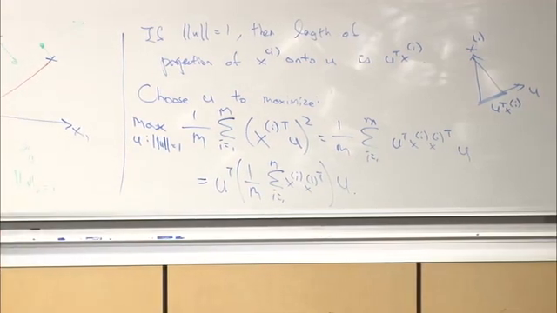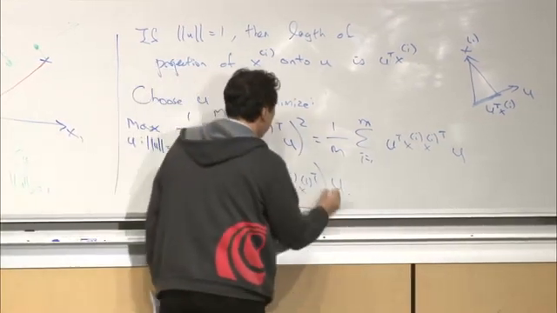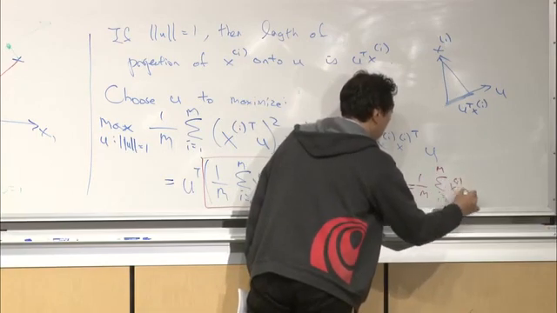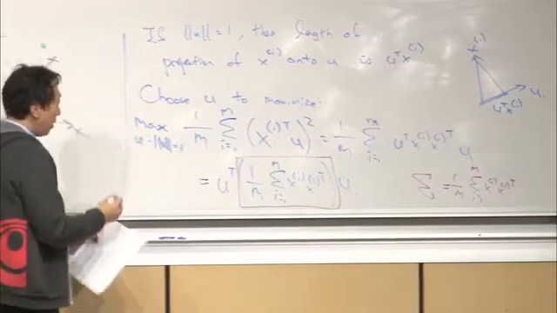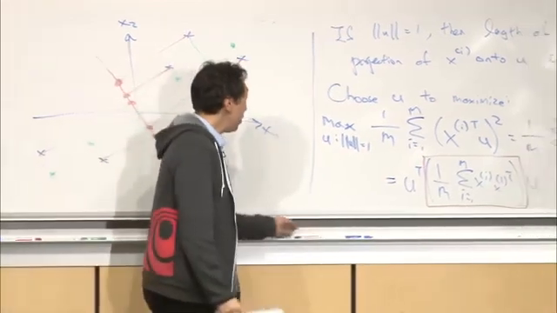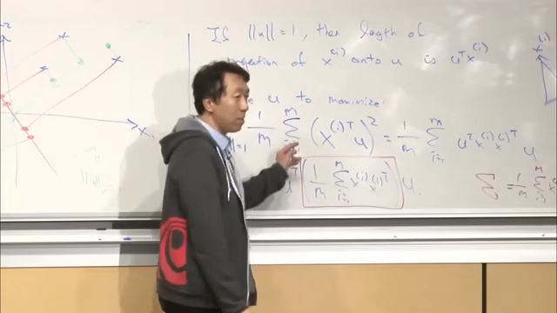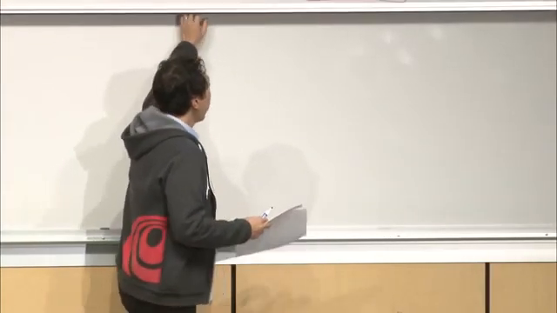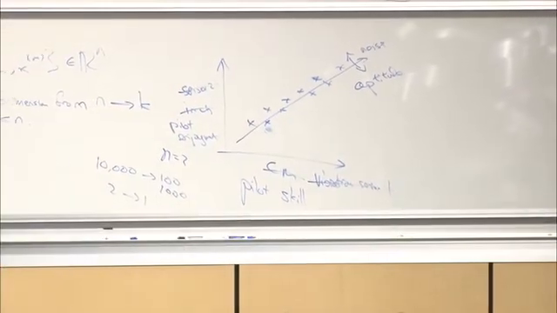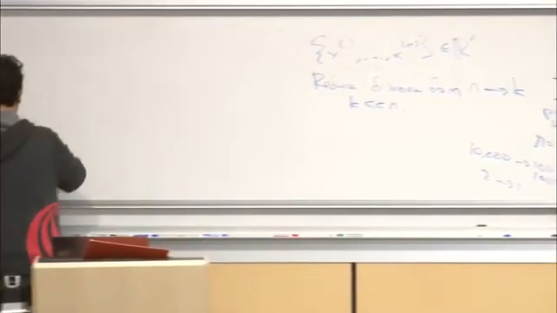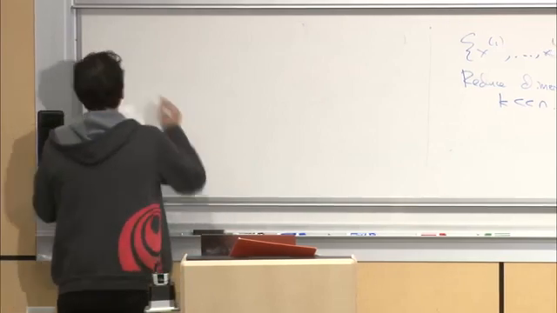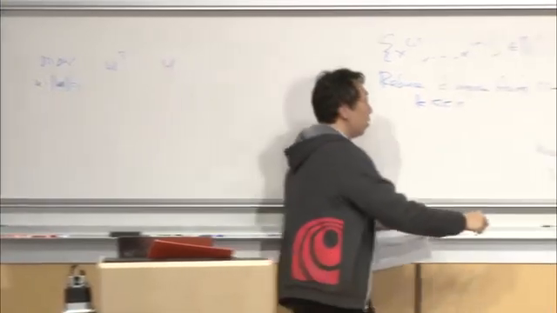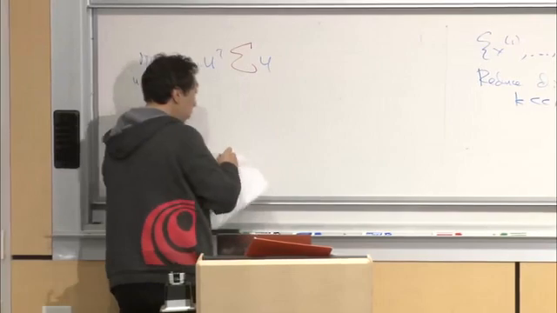Let me just take this matrix and call it sigma. One of the unfortunate things about this notation is that sigma, the covariance matrix, is the same symbol as the summation symbol, but hopefully it will be clear from context. So what we would like to do is maximize, over u with norm of u equal to 1, u transpose sigma u.